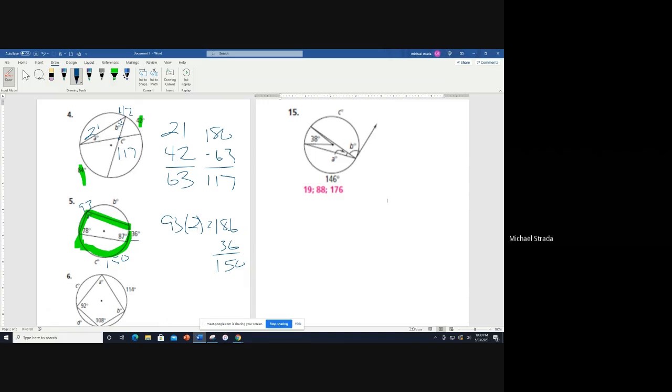Same idea over here. If this is 78, all right, I'm going to make it a different color. So from there to there, actually down here, would be 78 times 2. All right, so 78 times 2 is 156. Take away the 36, and that's why B is 120.